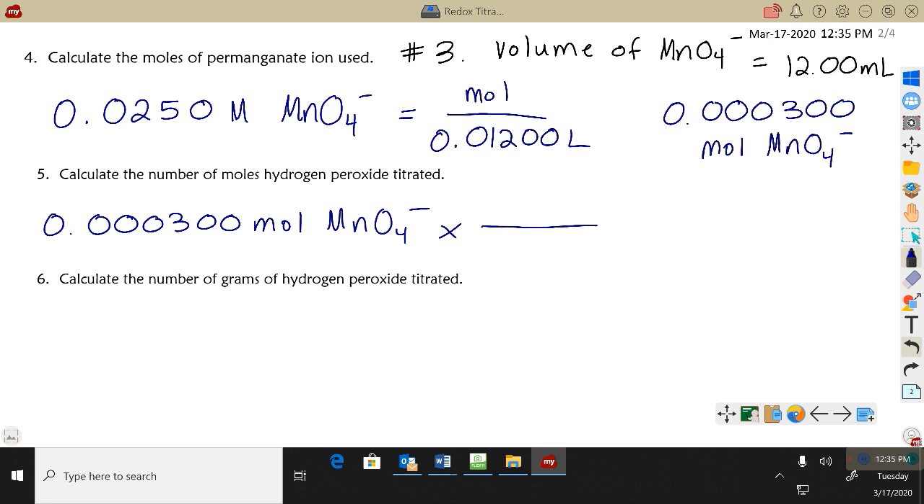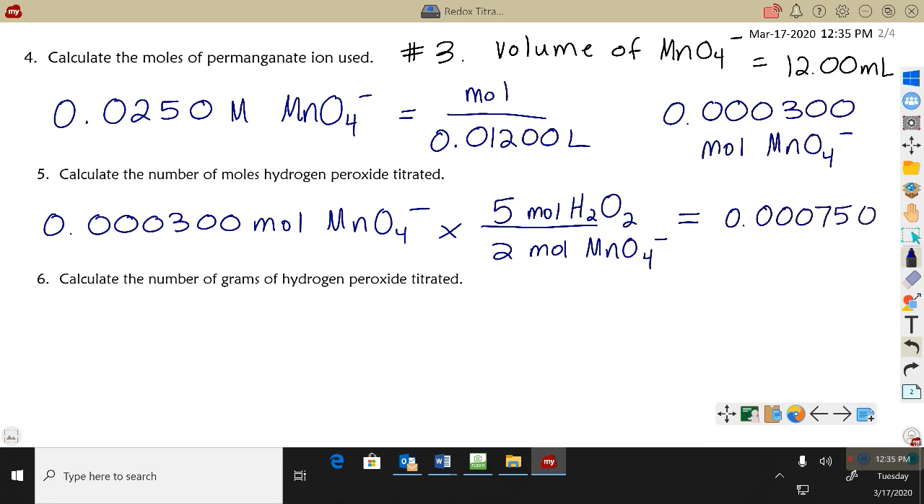This was 2 moles of permanganate for every 5 moles of hydrogen peroxide. That is just the ratio from the balanced equation. Okay, so this gives me 0.00750, teeny tiny moles of H2O2.